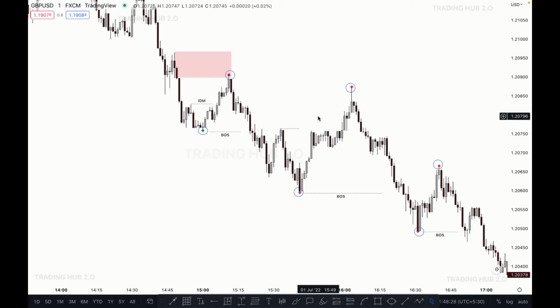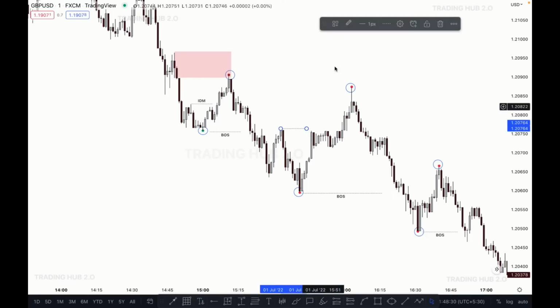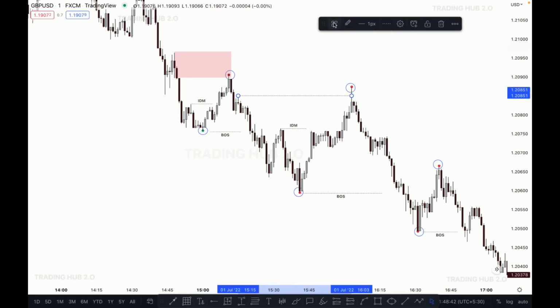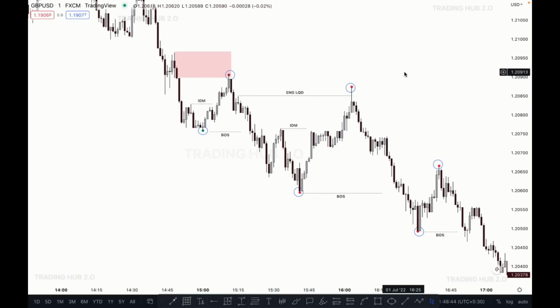So the market must take out this high before going downside, and then what happened? The market took this high, and again the market pushed higher to take more liquidity, which is here, and this one is called engineering liquidity. So how can we identify whether the market takes the engineering liquidity or the inducement?